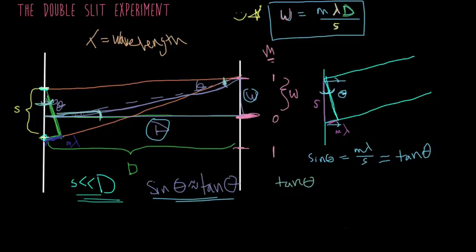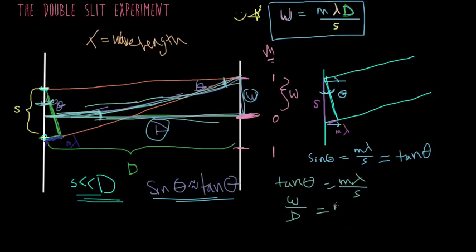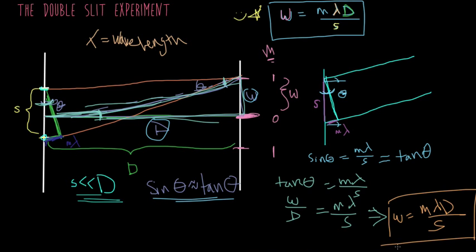This is the one that we're talking about because we're talking about this triangle, the one that I am drawing over right now, rather sloppily. So tangent of theta is equal to m lambda over s. Now, tangent of theta is opposite over adjacent, so w, which is opposite, over d, which is adjacent, is equal to m lambda over s. And you can just rearrange that nicely into our golden formula here: w equals m lambda d over s. And that's how you get the formula for the double slit experiment.